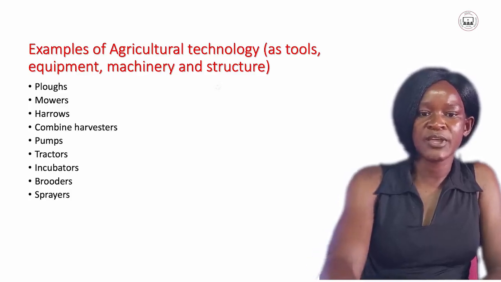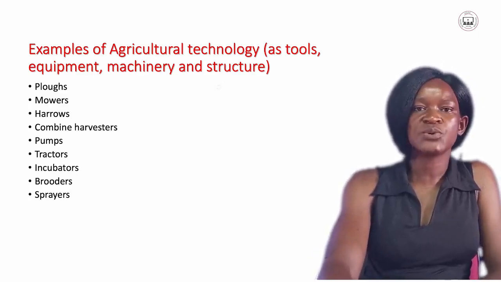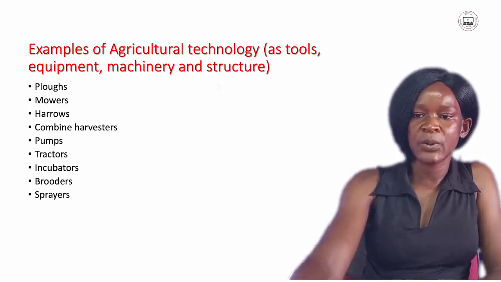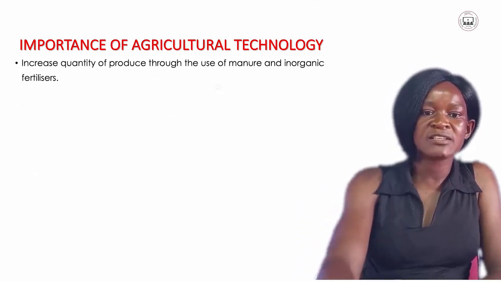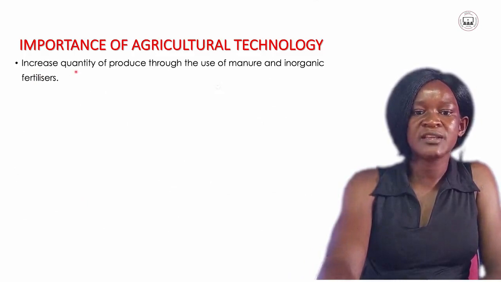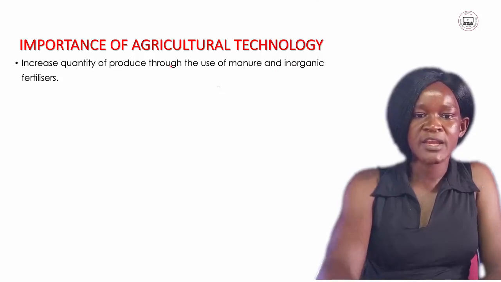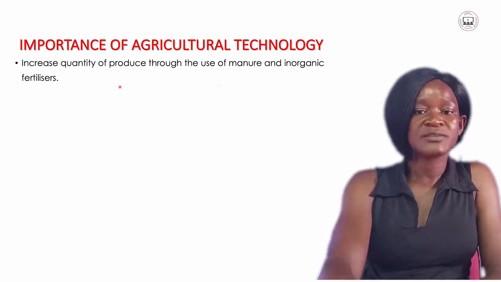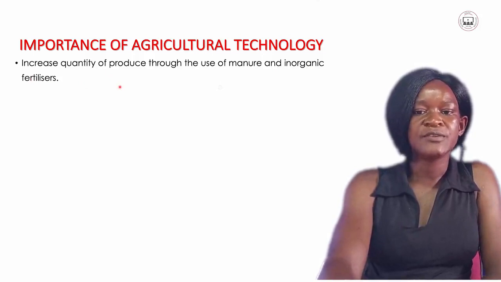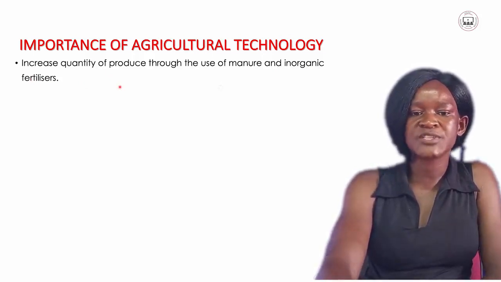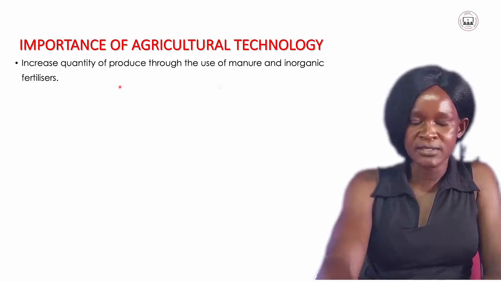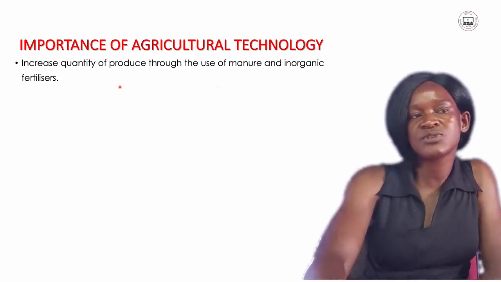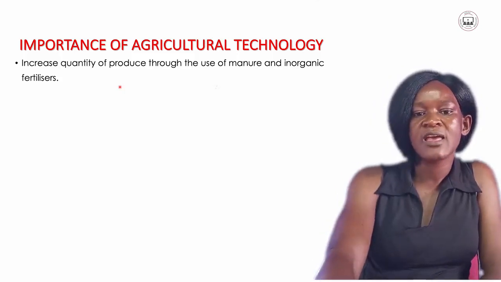Now let us look at the importance of the mentioned agricultural technology. So agricultural technology is very, very important in the sense that it increases quantity of produce through the use of manure and inorganic fertilizer. It's through agricultural technology where the formulation of manure as well as inorganic fertilizer takes place.